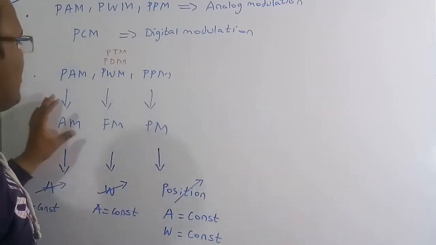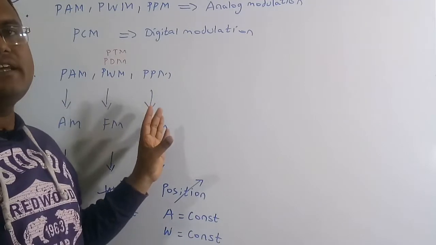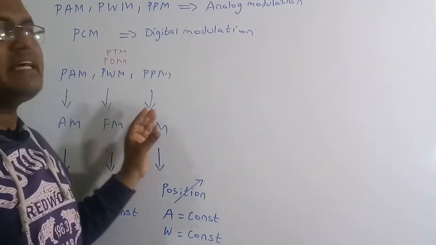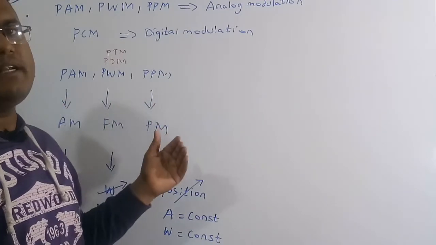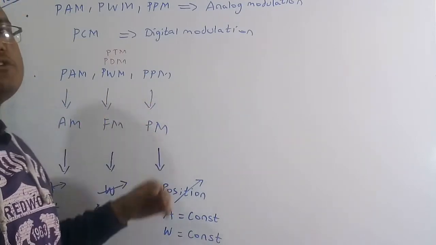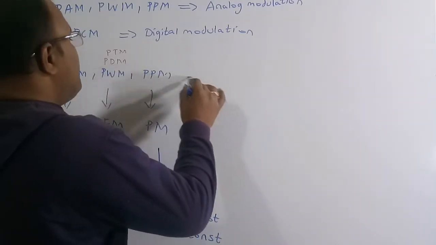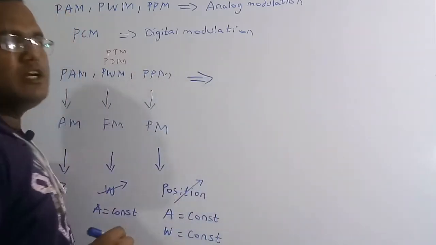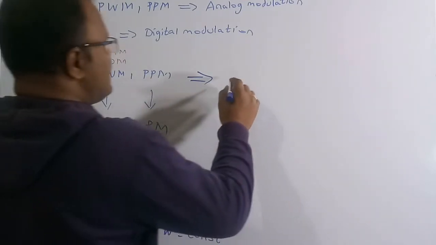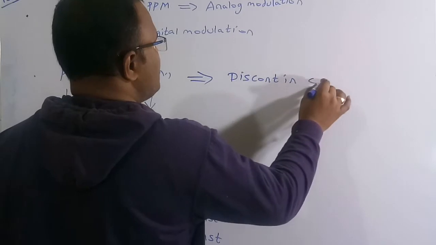But in all these three modulation signals we are going to use a discrete form of the carrier signal, which means it is not a continuous format. But in analog modulation, AM, FM and PM, we are going to use a continuous carrier wave signal. So listen carefully. In PAM, PWM and PPM we are going to use a discrete, or discontinuous, carrier signal.